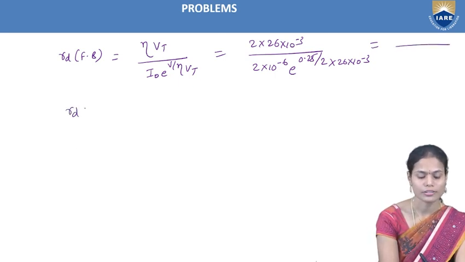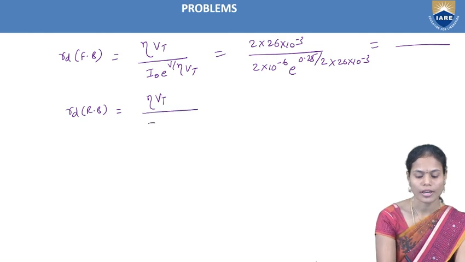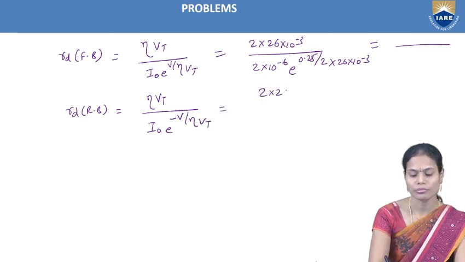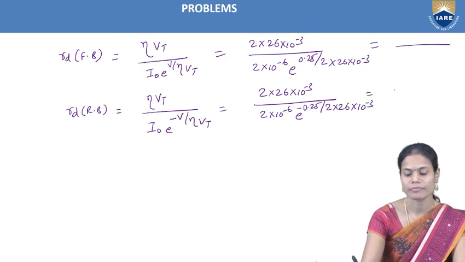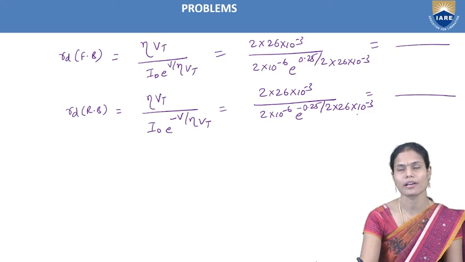And similarly, to find the dynamic resistance in the reverse bias condition, the equation is modified as eta Vt by I naught e power minus V by eta Vt. It is nothing but 2 into 26 into 10 power minus 3 divided by 2 into 10 power minus 6 into e power minus 0.25 divided by 2 into 26 into 10 power minus 3. So if we simplify this, we will get the dynamic resistance in the reverse bias condition.